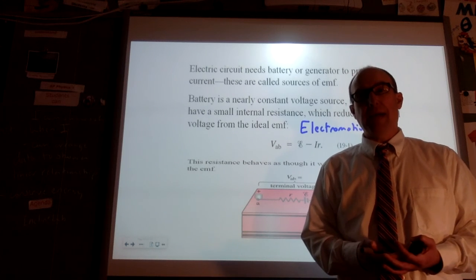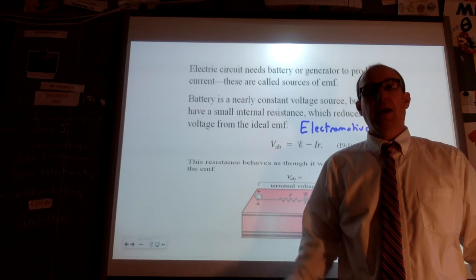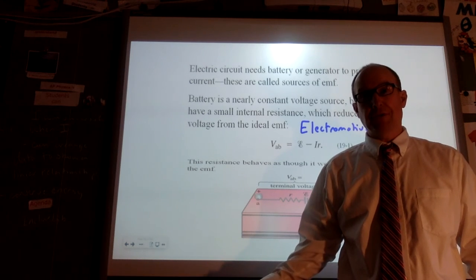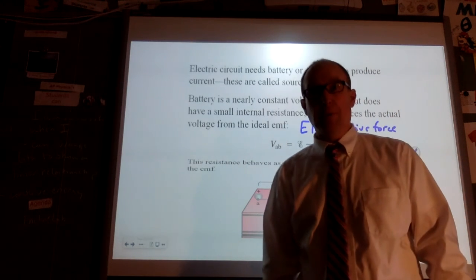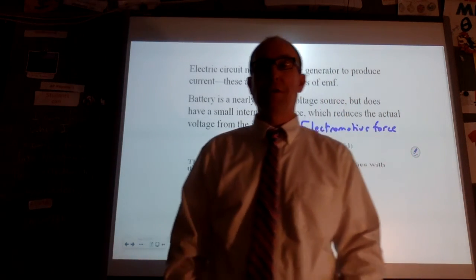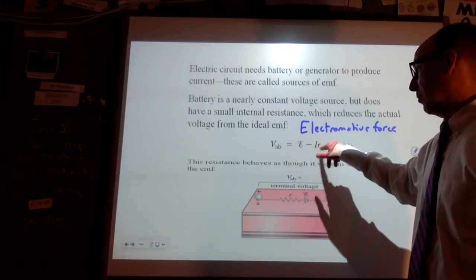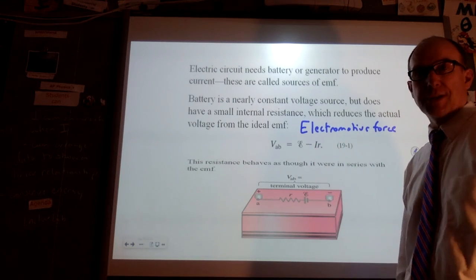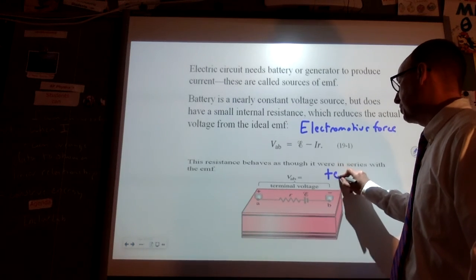Sometimes they'll tell you that it's just a battery and it doesn't have an internal resistance. Realistically, in real life, batteries do have internal resistances. And so the voltage that you get from them, the potential you get from them, is going to be this EMF minus the amount of voltage you lose from the internal resistance. And this is known as the terminal voltage.